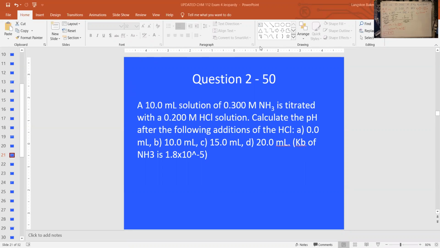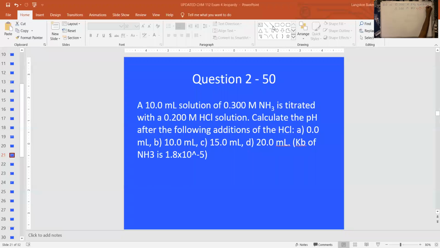All right, part C. Let's do part C. We're trucking along. I actually want to leave the Ka, so I'll be using it here. I'm going to leave it up there since we already calculated it.